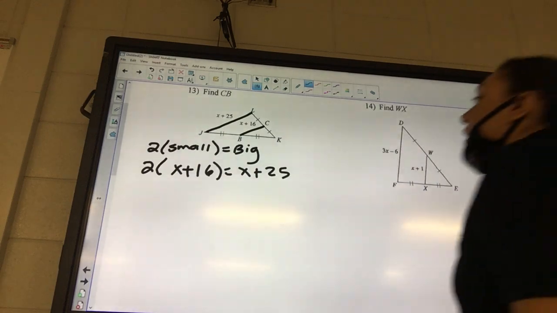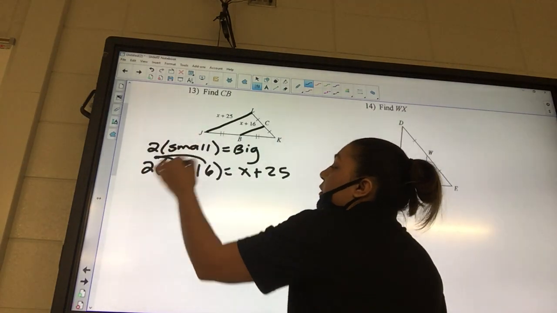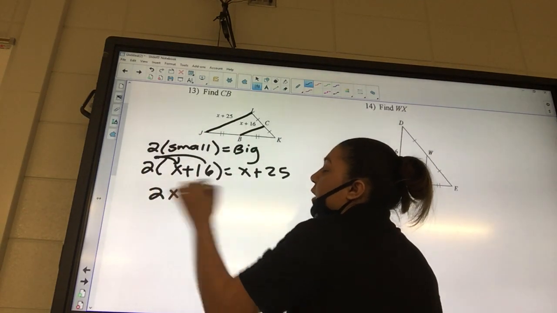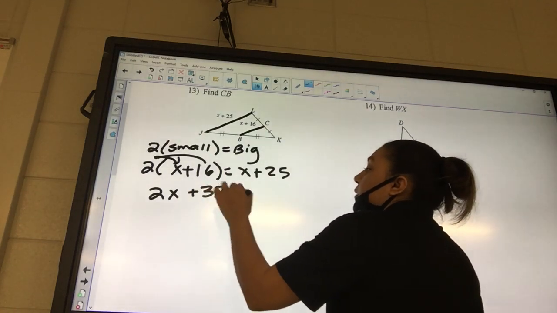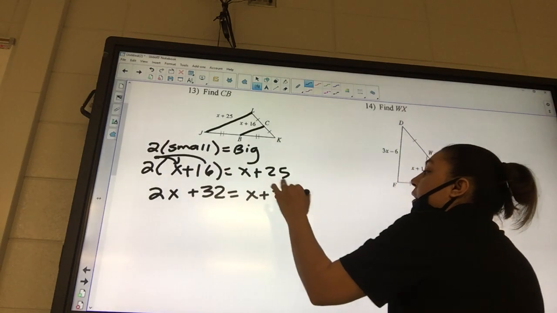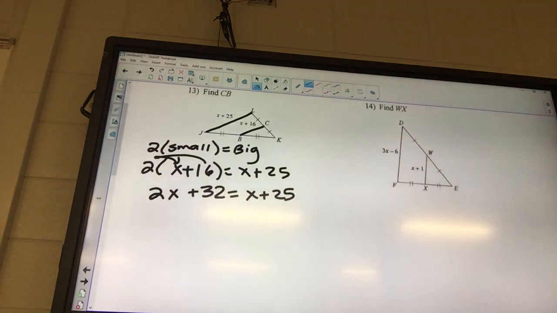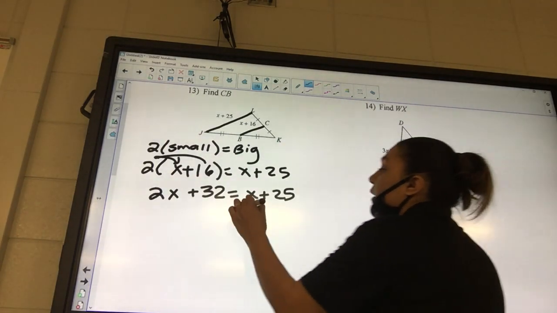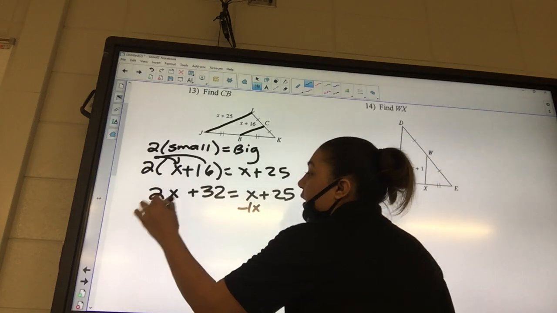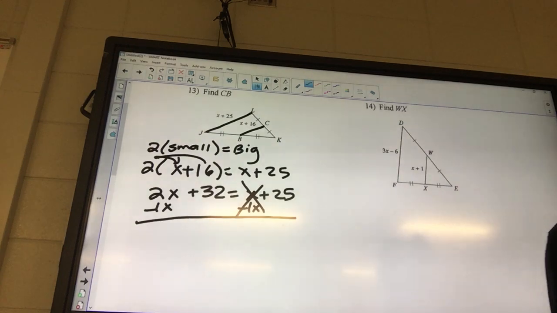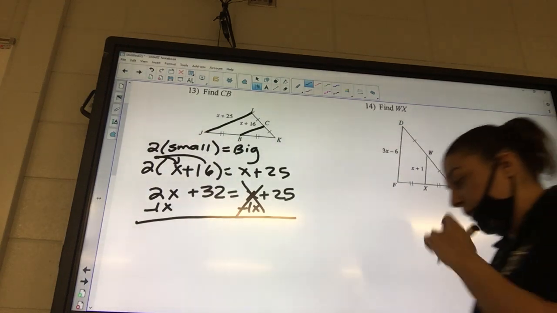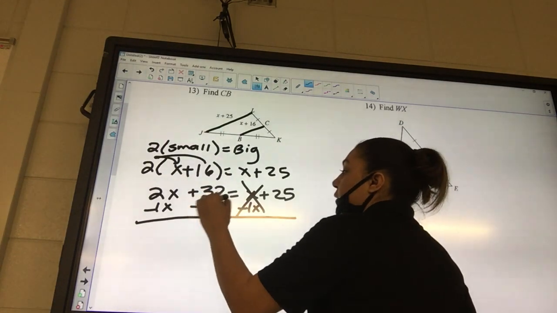Okay, so our next step would be to distribute. So 2 times x is 2x. 2 times 16 is 32. And x plus 25. Okay, and then we need to get all our letters to the left and the numbers to the right. So we're going to say minus 1x, minus 1x. And then I need to move this 32. How do I move a plus 32? Minus 32. Minus 32 on both sides.